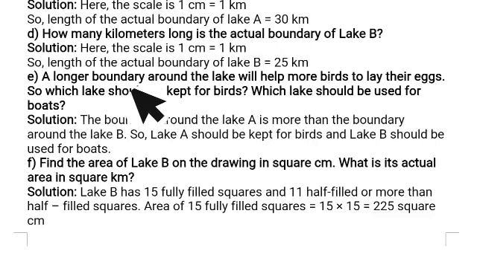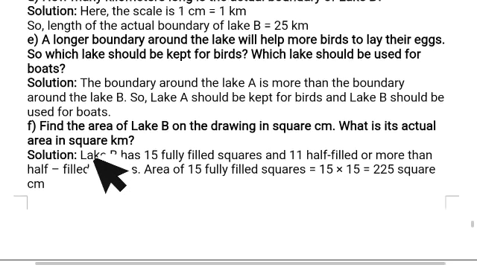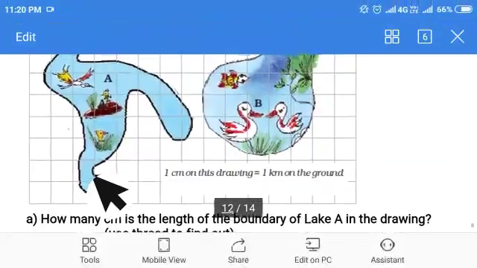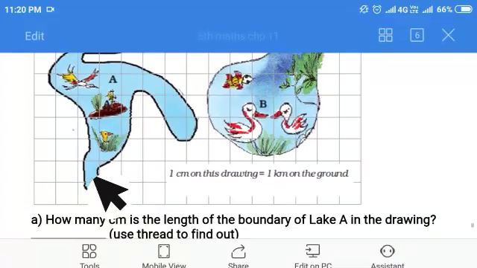A longer boundary around the lake will help more birds to lay their eggs. So, which lake should be kept for birds? Which lake should be used for boats? The boundary around lake A is more than the boundary around lake B. So, lake A should be kept for birds and lake B should be used for boats. Understood? The one with the longer boundary must be kept for birds. You can see in the figure also.